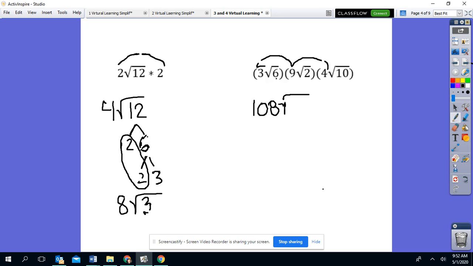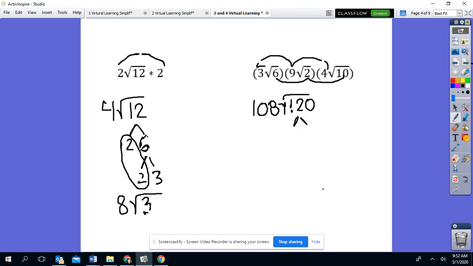Now I need to multiply the inside. So I've got 6, I've got a 2, and a 10. So 6 times 2 is 12, and then 12 times 10 would be 120. Okay, and again, we don't stop there. We still have to reduce or simplify this radical, this radicand number.